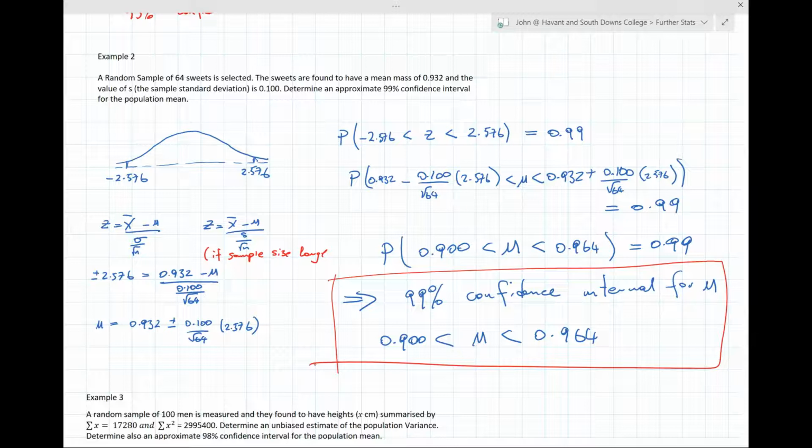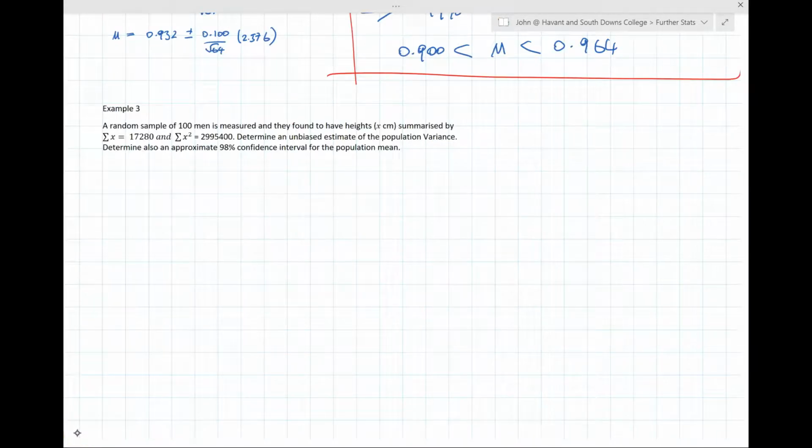Okay, let's do one more example, and then I'll talk about an example of when this can't be done. In terms of the conditions, this is similar to the example before. We're basically using the central limit theorem again, because we're not told that the distribution is normally distributed, but because the sample size is 100, we're okay to use the central limit theorem. Even though it's not normally distributed, it's all okay.